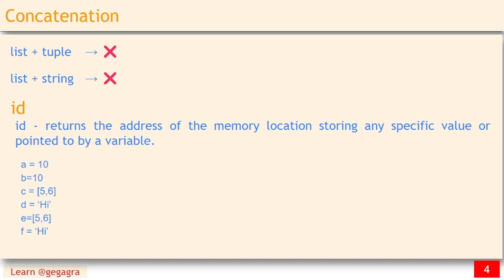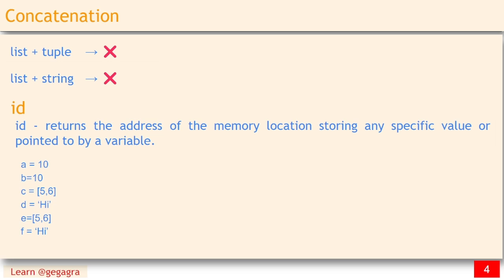But when we talk about c is equal to [5, 6], this is a list. d is equal to "hi", this is a string, this is iterable. [5, 6], this is a list, so this is also iterable. e is equal to [5, 6], this is iterable. And f is equal to a string, this is also an iterable. So a and b, 10 and 10, are not iterables, but [5, 6] is iterable, and "hi" is also an iterable.